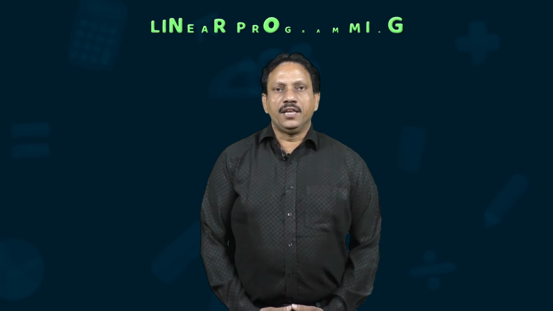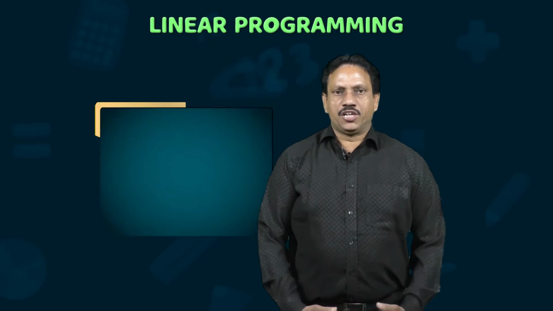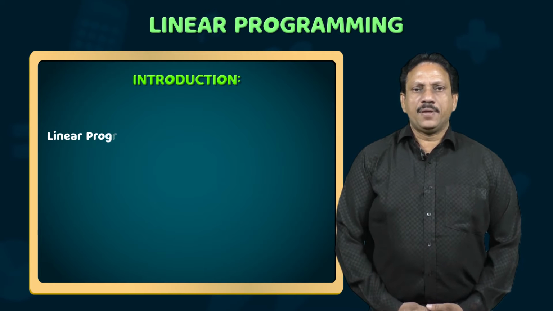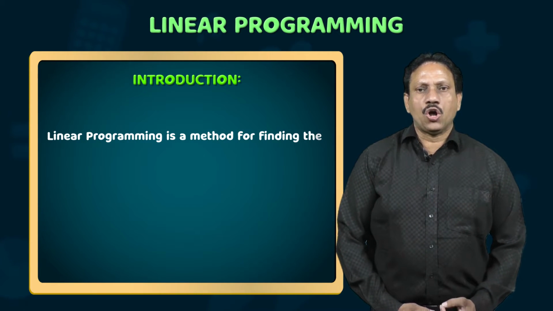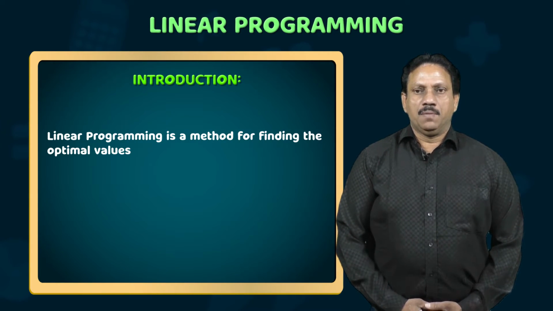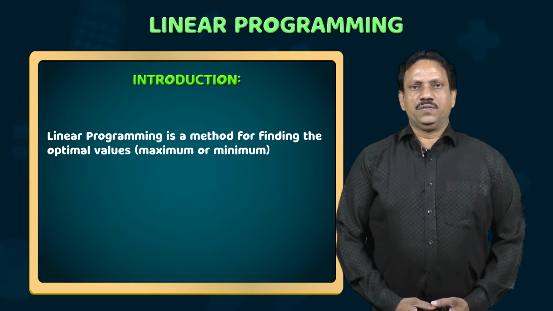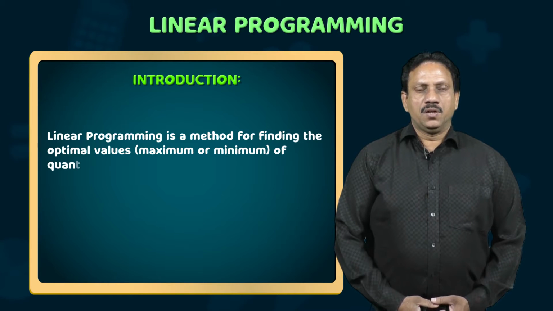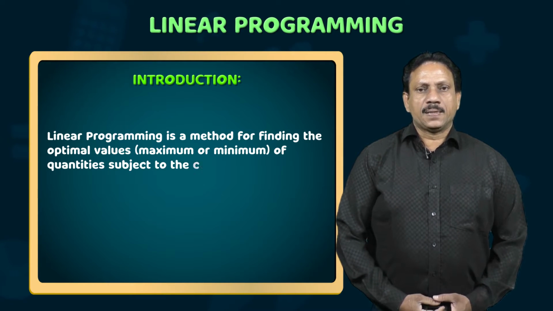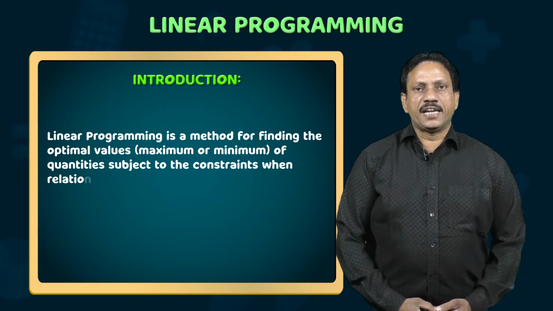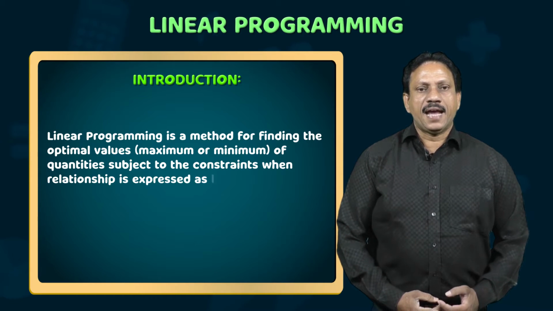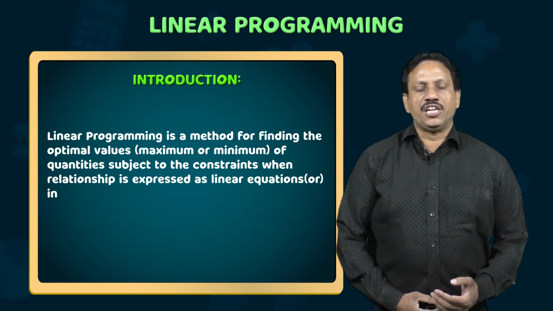Today we are going to discuss the chapter named Linear Programming. Introduction. Linear programming is a method for finding the optimal values, maximum or minimum, which we call optimization, of quantities subject to the constraints when the relationship is expressed as linear equations or inequalities.